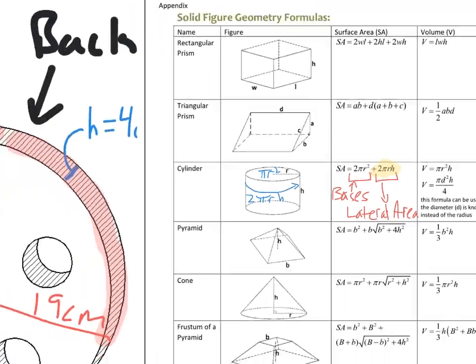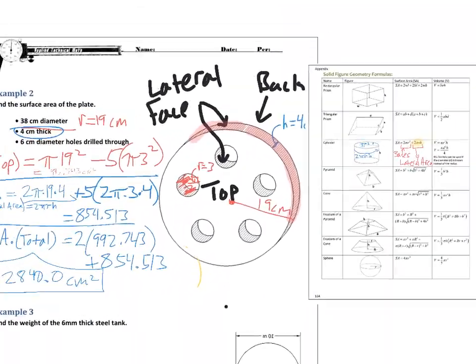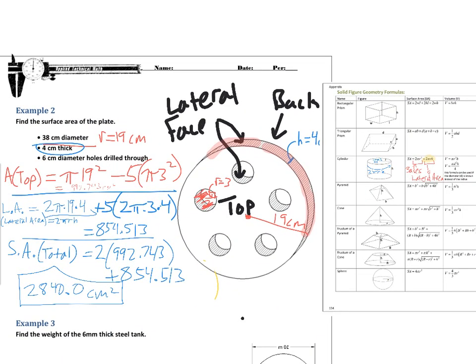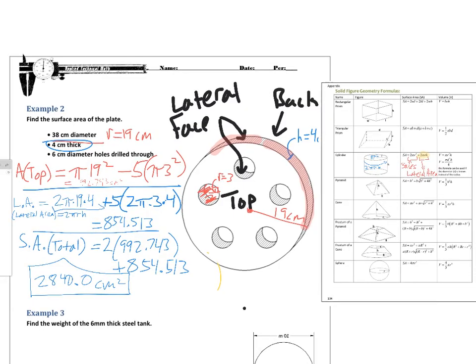So there you have it. Go ahead and practice some of those and keep it organized. Label it, like the area of the top and the lateral area and things like that. And then in the end, total it up.